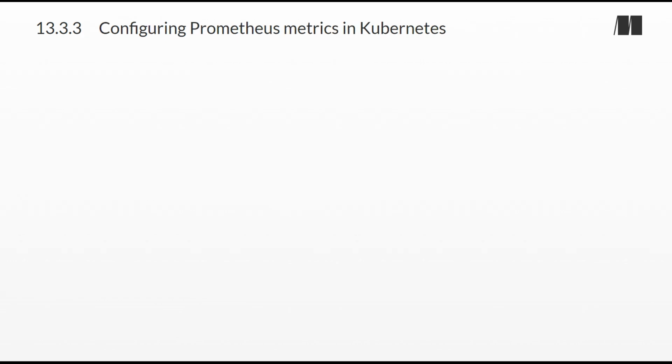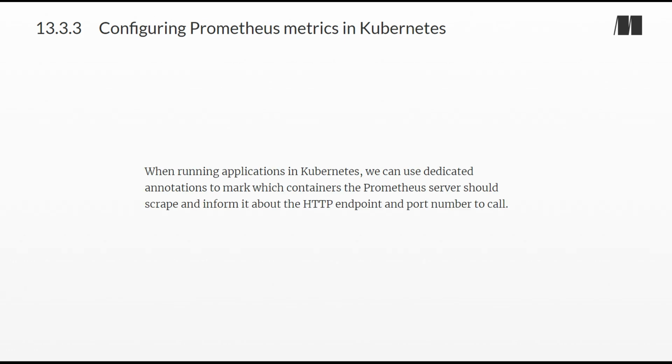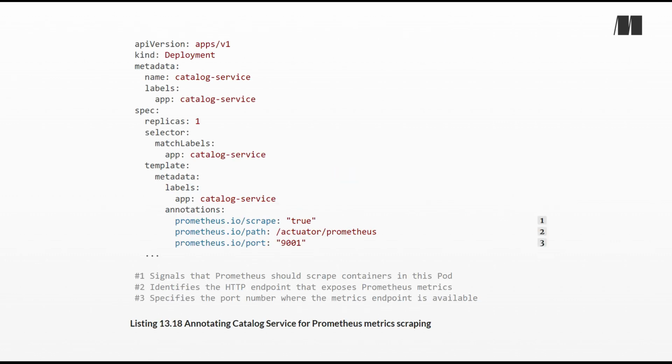Section 13.3.3, Configuring Prometheus Metrics in Kubernetes. When running applications in Kubernetes, we can use dedicated annotations to mark which containers the Prometheus server should scrape and inform it about the HTTP endpoint and port number to call. You'll have the chance to test this setup later in the book, where we'll deploy the full Grafana observability stack in a production Kubernetes cluster. For now, let's prepare the deployment manifests for all of the Spring Boot applications in Polar Bookshop.